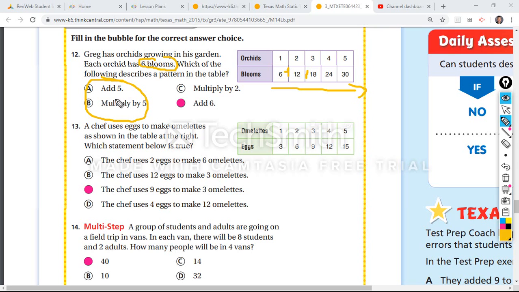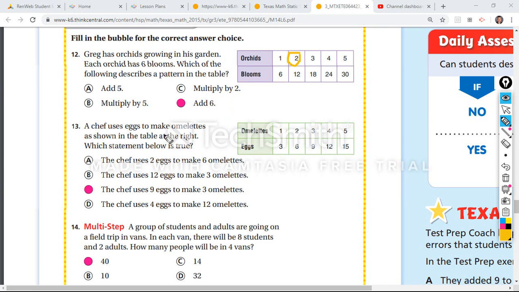Add by 5, multiply by 5, those are the same. Multiply by 2 is the common error, because you look at this one and say, oh yeah, 2 times 6, that's 12. But when you go to 3 and 6, that's multiplying by 3. So the pattern's not true; they're not all multiplying by 2. If that were the case, this one would be 6, this one would be 8, and this one would be 10. Okay, let's go to the next one.